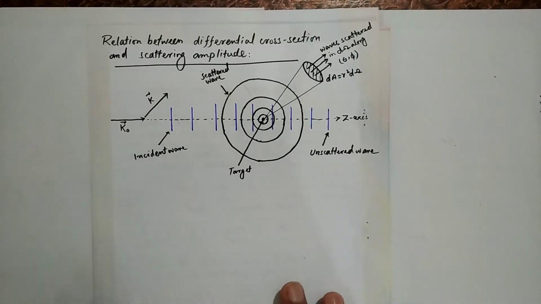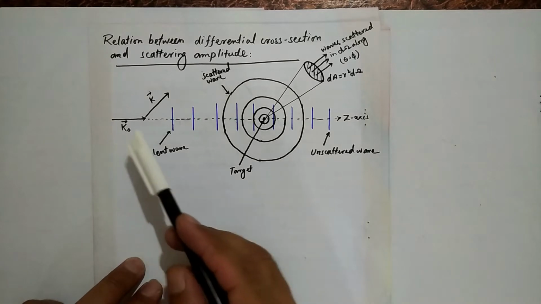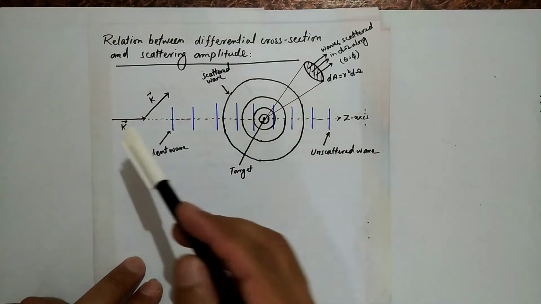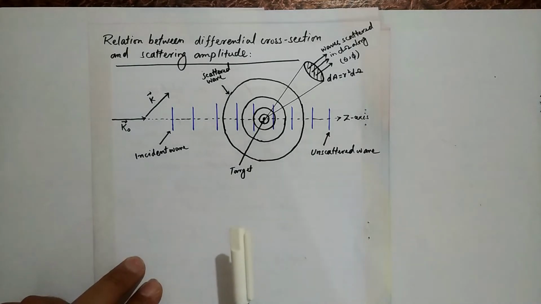Hello students, in today's lecture we are going to derive the relation between differential cross section and scattering amplitude. Here we have an incident particle and a target particle. The mass of the incident particle is m1 while the mass of the target particle is m2.